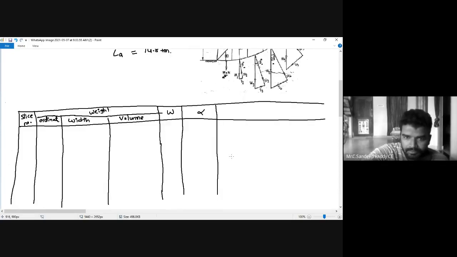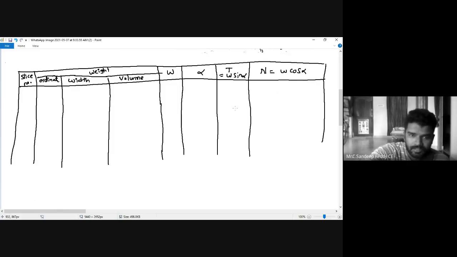Then you have to find out T, which is equal to W sin alpha. Next is N, which is equal to W cos alpha. So this is all you have to find out. Let us first write how many slices we have: 1, 2, 3, 4, 5, and 6. Let me close this table and write all these values here.